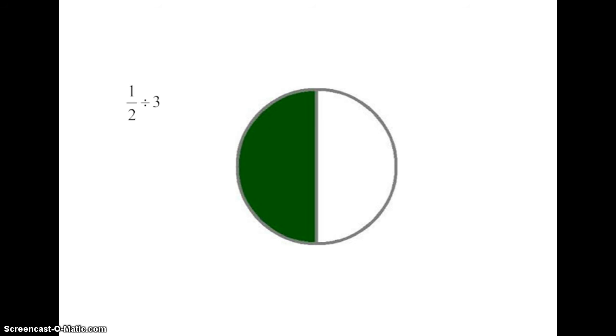Here we have 1/2 divided by 3. So again, what this is saying is take 1/2 and we're going to divide it into thirds. So if we divide it into thirds, roughly that looks like thirds, and we would take one section of it. This has been divided into thirds.